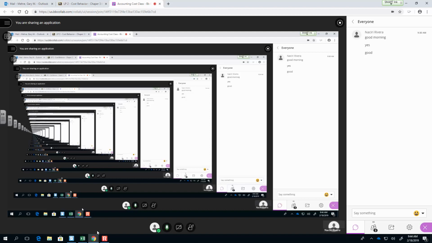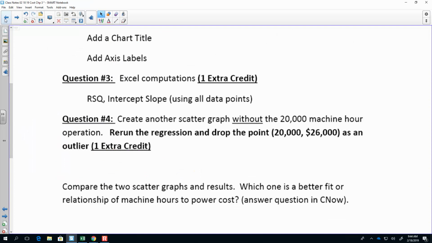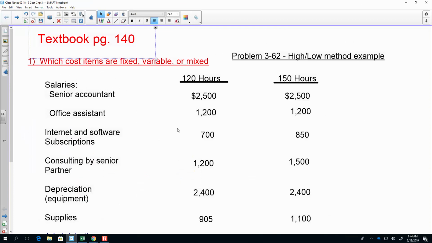Okay, well, excellent. All right, for today then I want to start with this problem. Problem 62, page 140. I'm not sure if I'm going to do the whole problem, but I want to kind of lay it out, so to speak. In your problem packet, there should be this template.